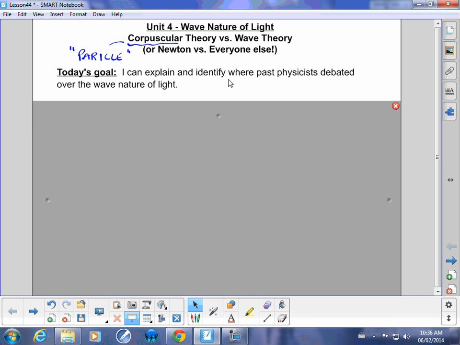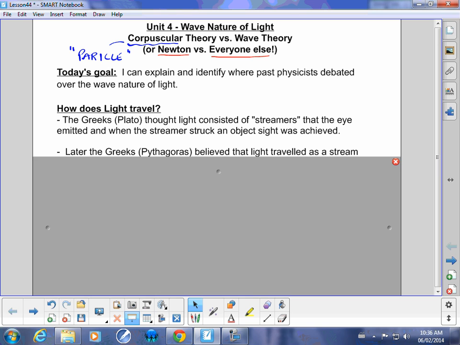And who are the parties involved here? Well, we have Newton and his supporters, and then we have everyone else in the world. So it's kind of an interesting story as we move our way through. So today's goal, I want you to be able to explain both sides of the physics debate over the wave nature of light. All right. So what do we got to start with here?